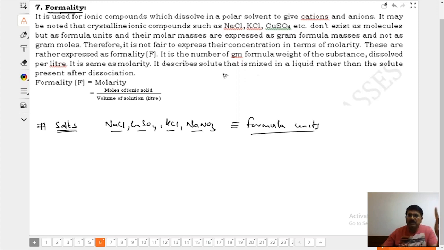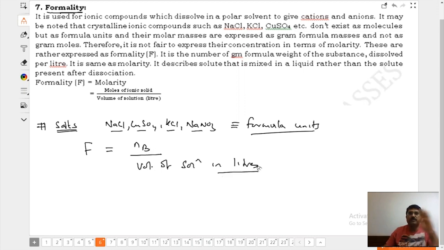It is exactly the same thing as molarity. There is no change, only we use the word formality. Formality is defined as the number of moles of solute divided by the volume of solution in liters. There is no change at all. Only remember they are called formula units, so we call it formality.